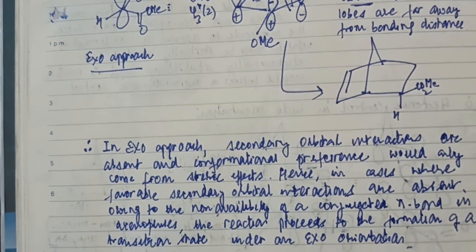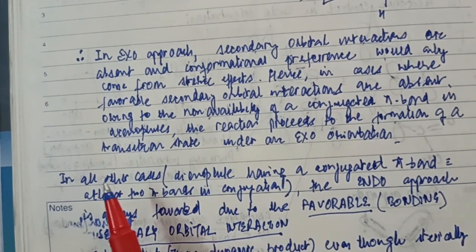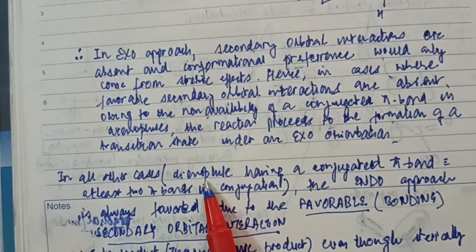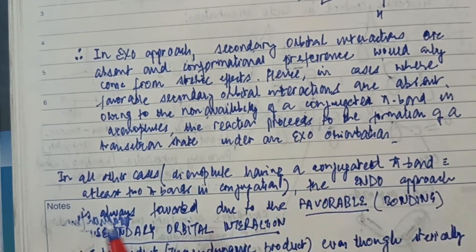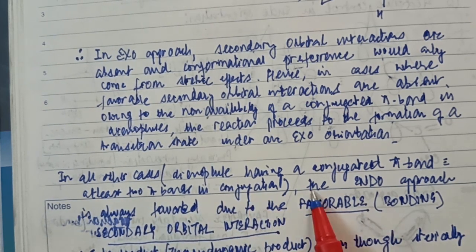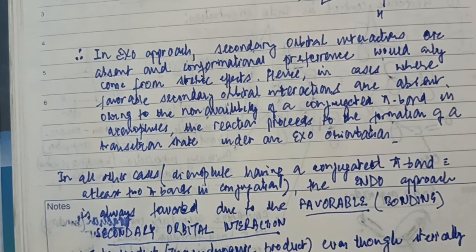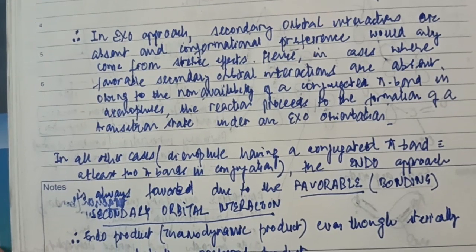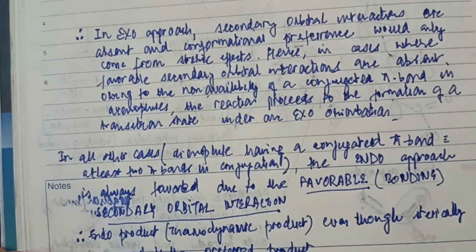And in all other cases, meaning those cases in which the dienophile has a conjugated pi bond, that is at least two pi bonds in conjugation, it is the endo approach which is always favored, due to the favorable secondary orbital interaction. Favorable would mean bonding, and it is therefore the endo product which should be the thermodynamic product, because it deals with the energy part. Therefore the endo product, even though it is sterically strained, is the preferred product.